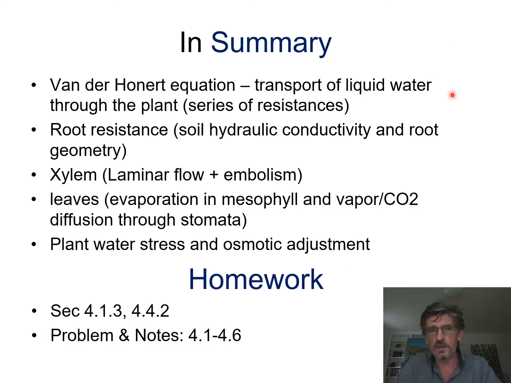We have gone through the soil plant atmosphere continuum. We have written the transport equation for liquid water through the series of resistances or conductances from the root to the leaves, and this is summarized by the van den Honert equation. We have described the root resistance, linked it to the soil hydraulic conductivity and to root geometry. We have seen that in the xylem we have laminar flow. We can have embolism. All of that is described by empirical functions, these vulnerability curves that decrease their conductivity as the water potential in the plant drops.